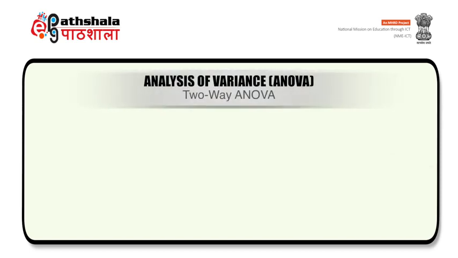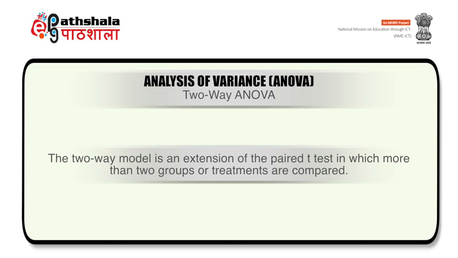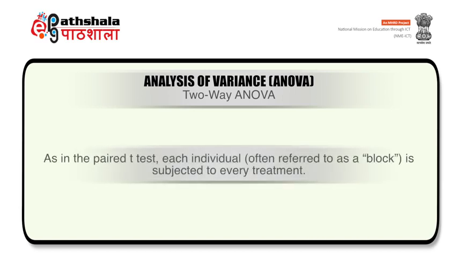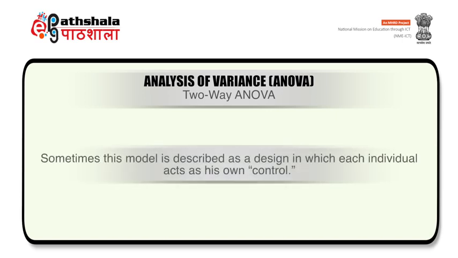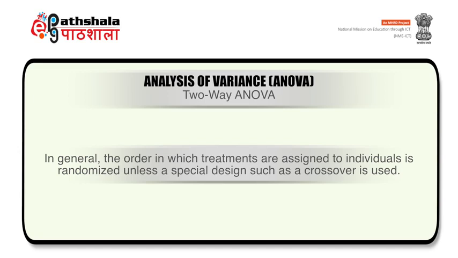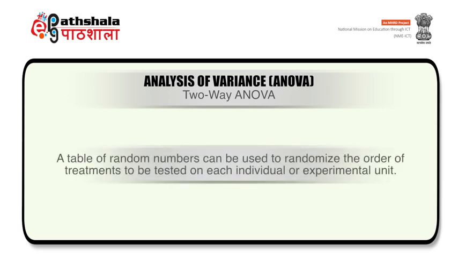Now we will further study two-way ANOVA. The two-way model is an extension of the paired t test in which more than two groups or treatments are compared. As in the paired t test, each individual, often referred to as a block, is subjected to every treatment. Sometimes this model is described as a design in which each individual acts as his own control. In general, the order in which treatments are assigned to individuals is randomized unless a special design such as a crossover is used. A table of random numbers can be used to randomize the order of treatments to be tested on each individual or experimental unit.